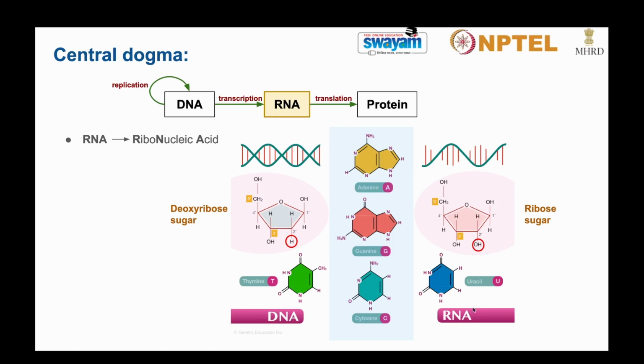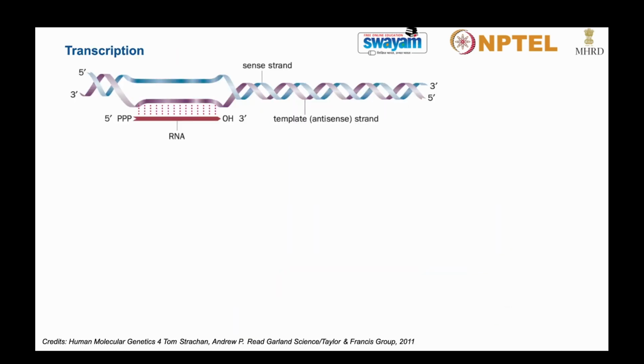And the third difference is at the level of nitrogenous bases. Adenine, guanine, and cytosine are present in both DNA and RNA, but the base which varies is thymine and uracil. Thymine will only be observed in DNA, whereas uracil will be observed in RNA. So this is the main difference between RNA and DNA.